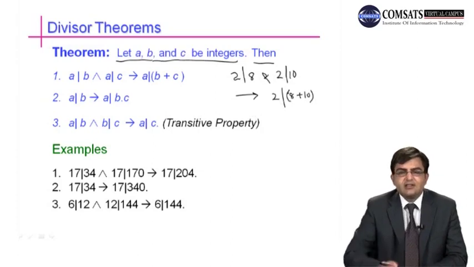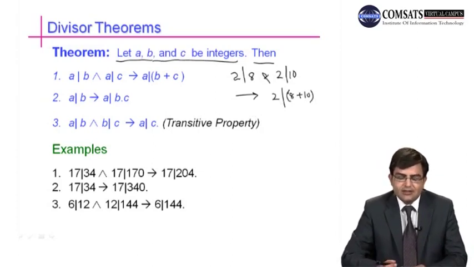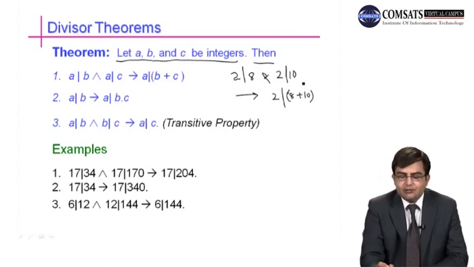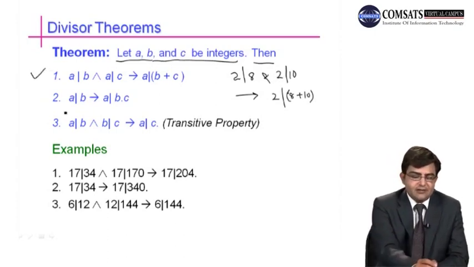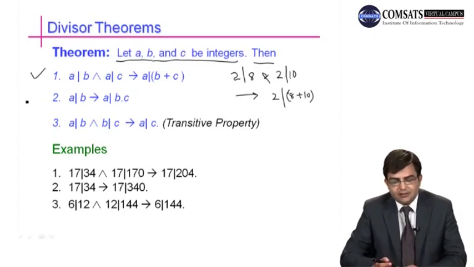So this result is universally true, or you can say that this result is true for all integers. Here we can see that if 2 divides 8 and 2 divides 10, obviously 2 4s are 8 and 2 5s are 10, then 2 also divides 18. So this is the first statement, the first result of this theorem.